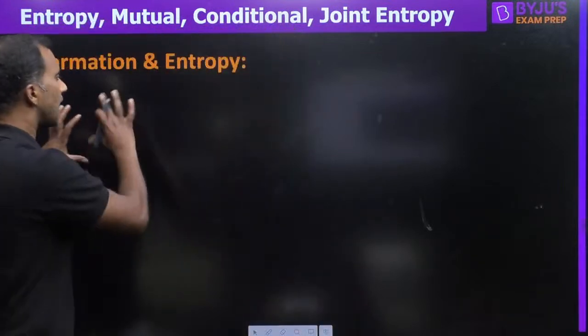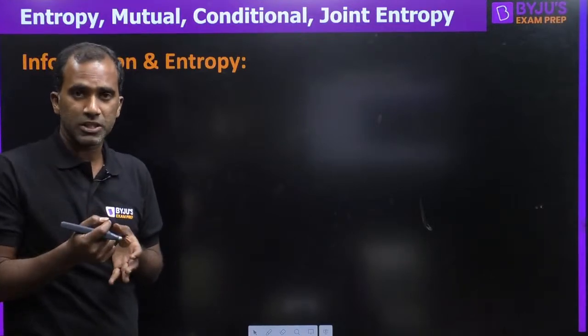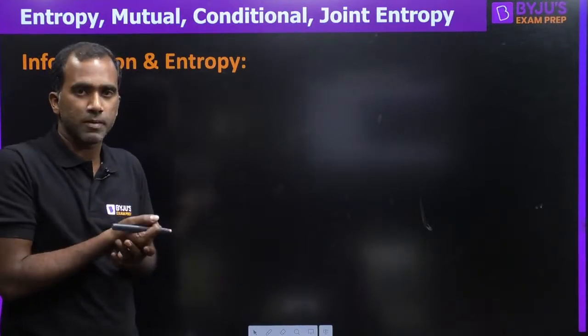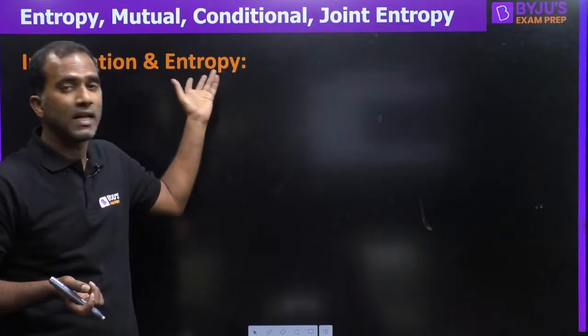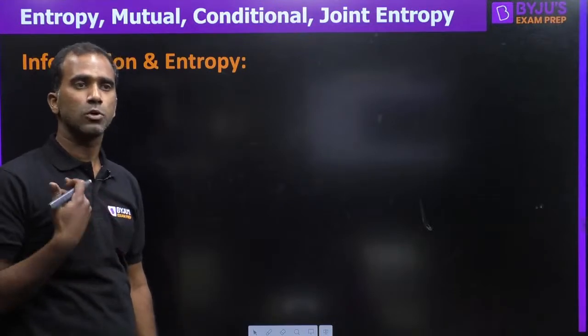So let us start with today's topic. The topic is information theory and entropy. First, let us understand how to find information. What is information? How to find information? And then we'll talk about average information, which is what we call entropy. And then we build on to mutual entropy, conditional entropy, and joint entropy.